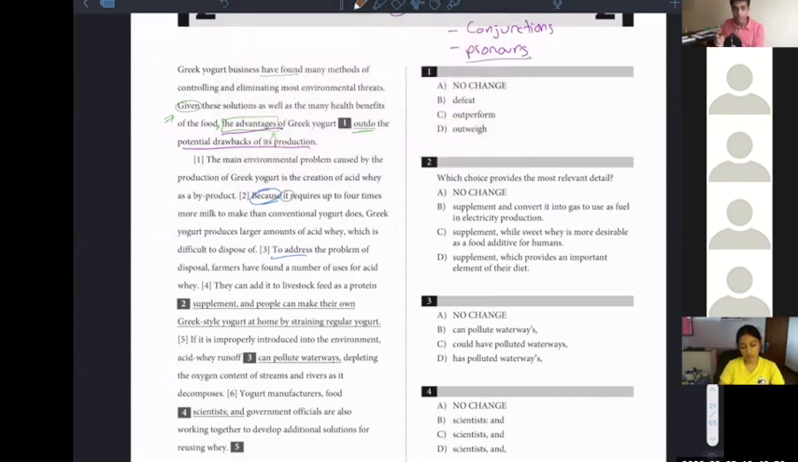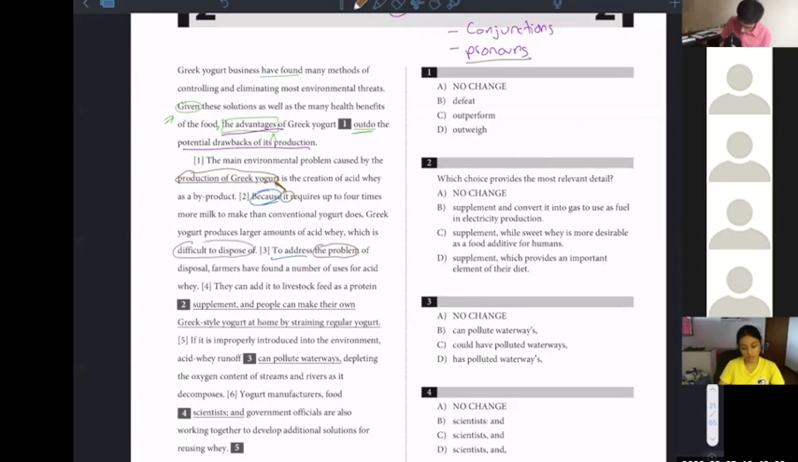So if you have an it, the subject that it refers to has to be right before, correct? So what is it referring to? It is referring to production of Greek yogurt. Okay, so because it is referring to production of Greek yogurt, 1 and 2 have to go one before the other. Okay, let's keep going. To address the problem, so we have the problem. What is the problem over here? Well, the problem is the difficulty to dispose.